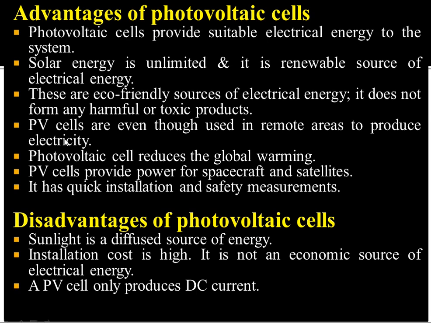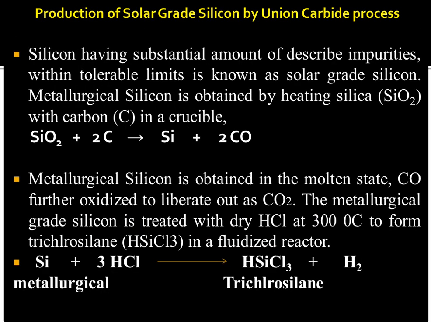And generally a PV cell produces direct current, but we need alternating current for our home applications. We need to convert this DC to AC by using one more device, called an inverter. So this is photovoltaic cell construction, working, advantages and disadvantages. The next is, how can we produce solar grade silicon? First of all, what is meant by solar grade silicon? I'll go through the construction and working of the PV cell.